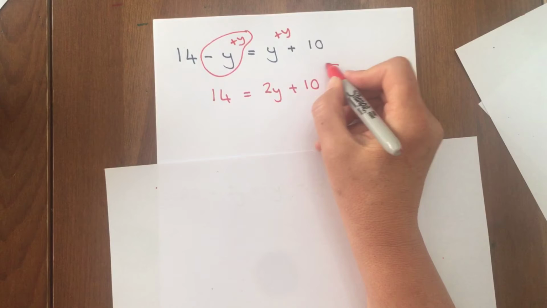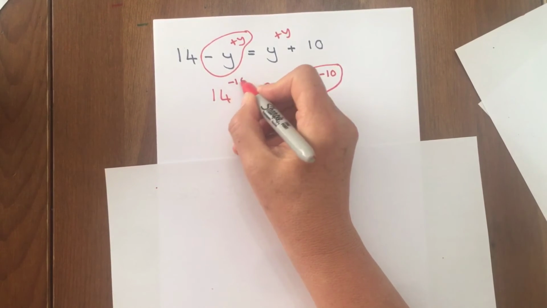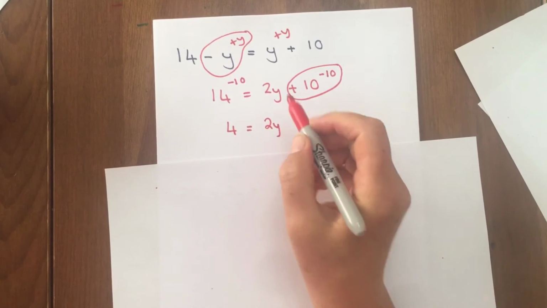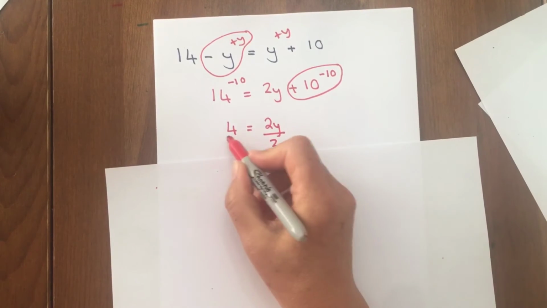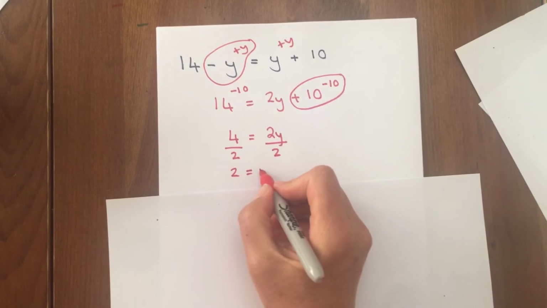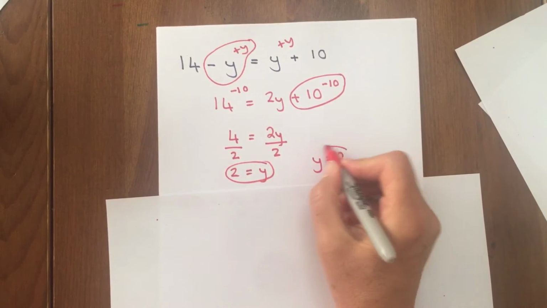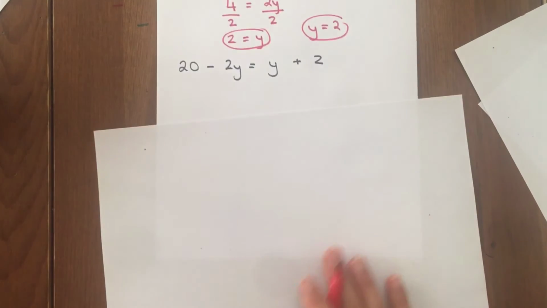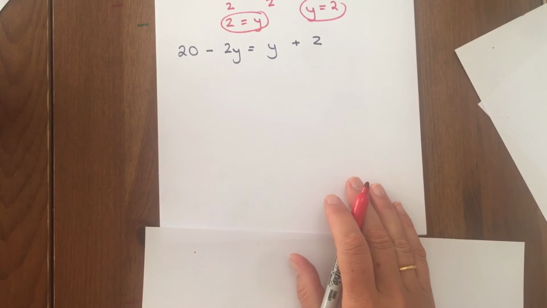Now I'm going to get rid of the plus 10, so I'm going to take away 10 from both sides. 4 equals 2y. Now the opposite of timesing by 2 is to divide by 2. So 2 equals y. Or you can say y equals 2. Okay, last question for me to go through, and I'm going to give you some to have a try.